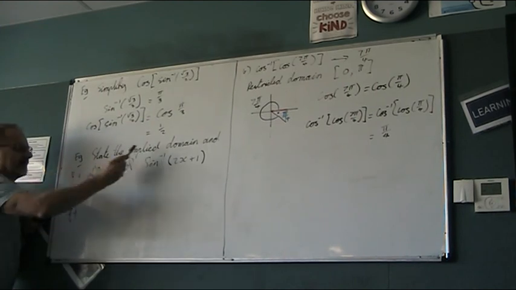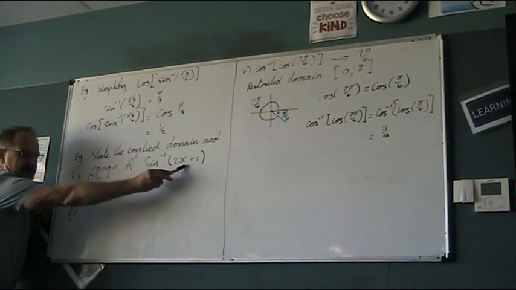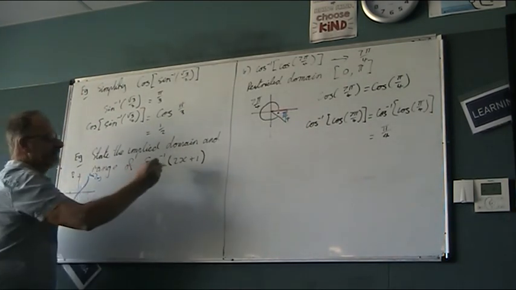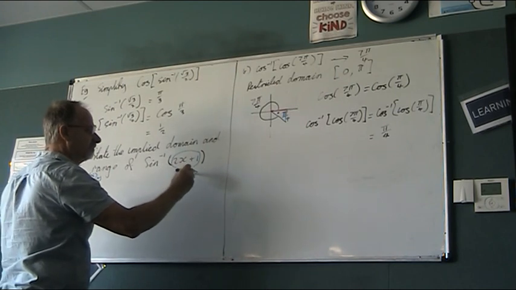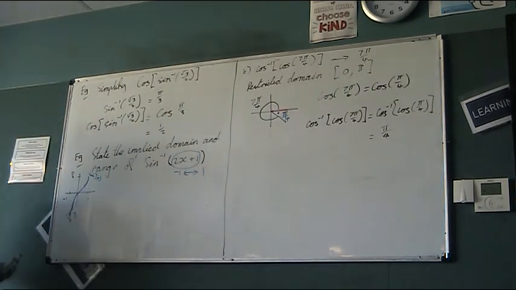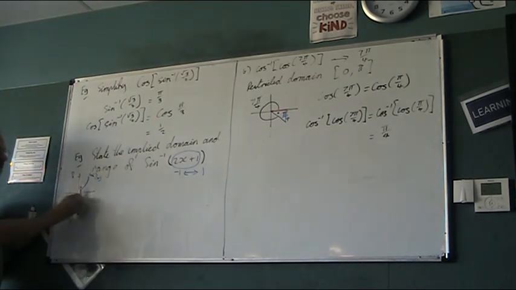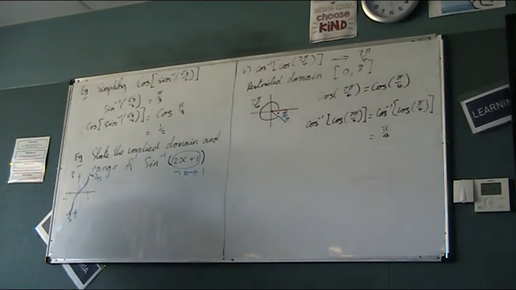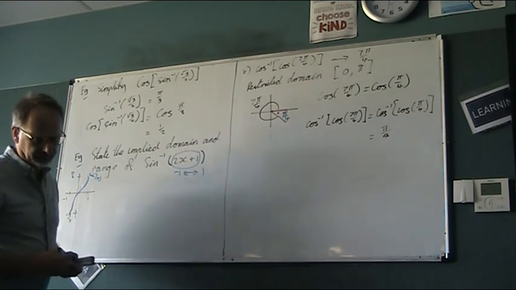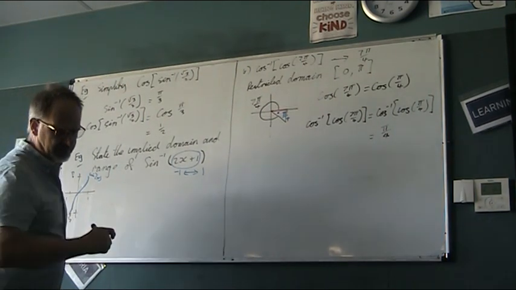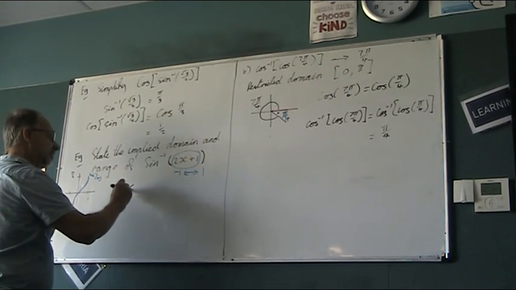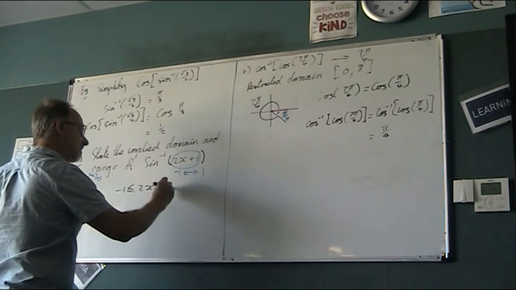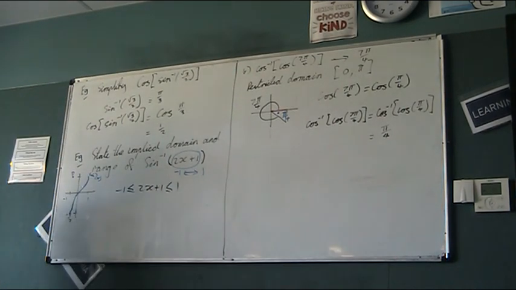So the implied domain and range of sine minus 1 of this stuff. What that suggests is that all of this here has to be between minus 1 and 1, for us then to be able to inverse it. So that's where the implied bit comes in. So negative 1, the 2x plus 1 is going to be between those.